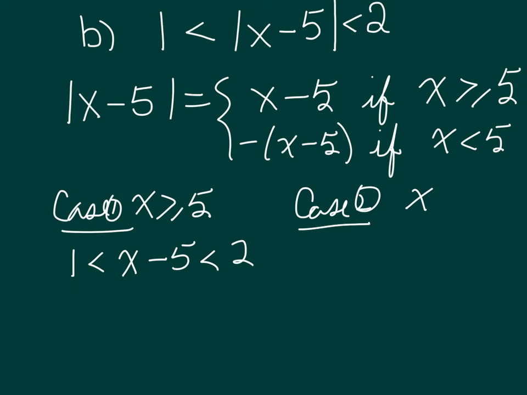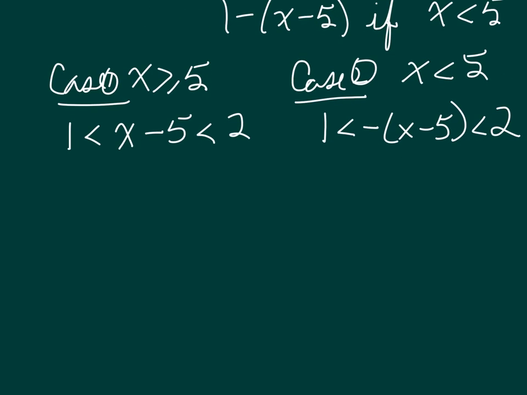is when x is less than 5. And in this case, the absolute value of x minus 5 is equal to negative (x minus 5). So in that case, our inequality becomes 1 less than negative (x minus 5) less than 2. And now we go ahead and solve. Adding 5 to all parts of the inequality, we get 6 less than x less than 7 in the first case.